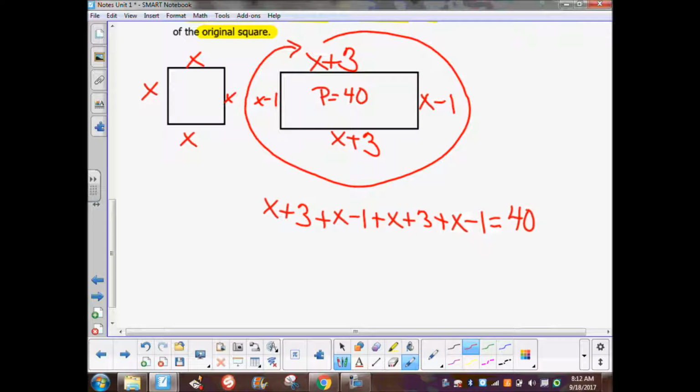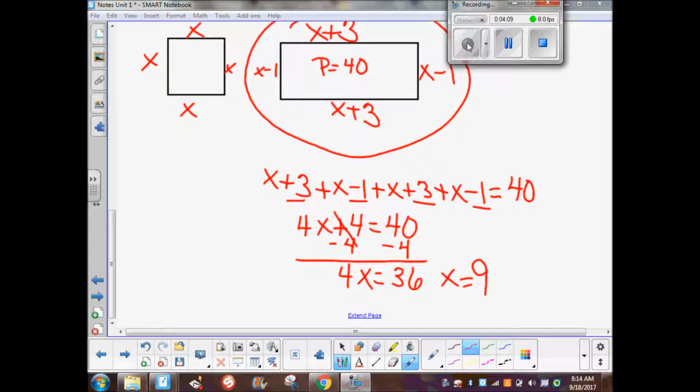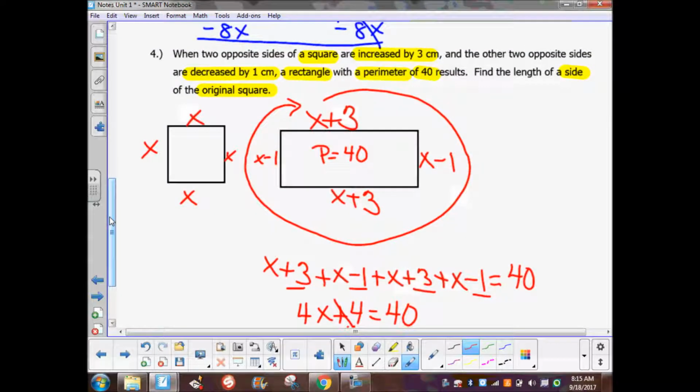All right. I'm going to pause the video so you guys can go ahead and solve that. Once you've solved it, turn the video back on. So x equals 9. Now I've got to answer the question. It says, find the length of a side of the original square. So the squares we call the sides were what? X. So what's my final answer to the problem?